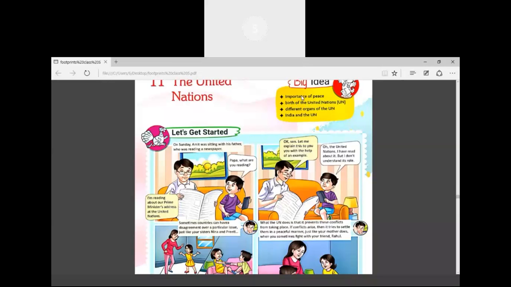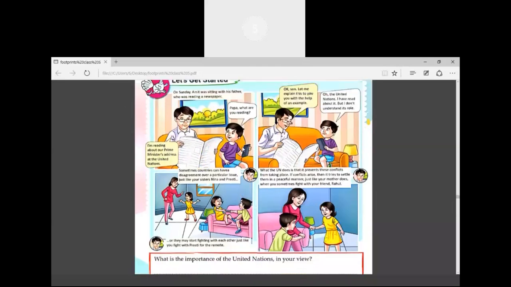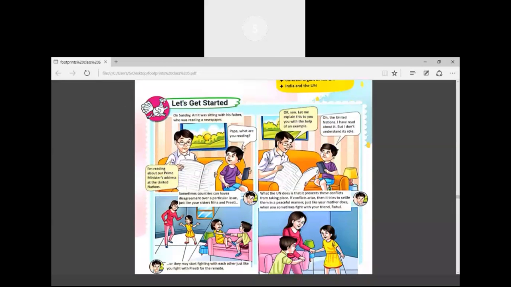In this chapter you will learn the importance of peace, the birth of the United Nations, different organs of the UN, India and the UN. So students, why did we need this UN? What was the requirement for the UN? What kind of situations came into the scene so that we had to start this UN?